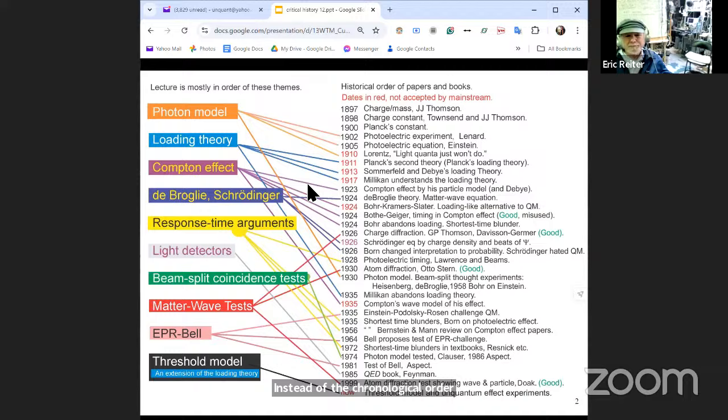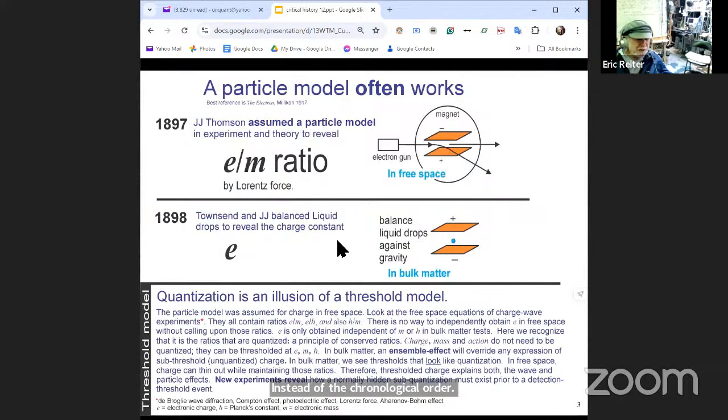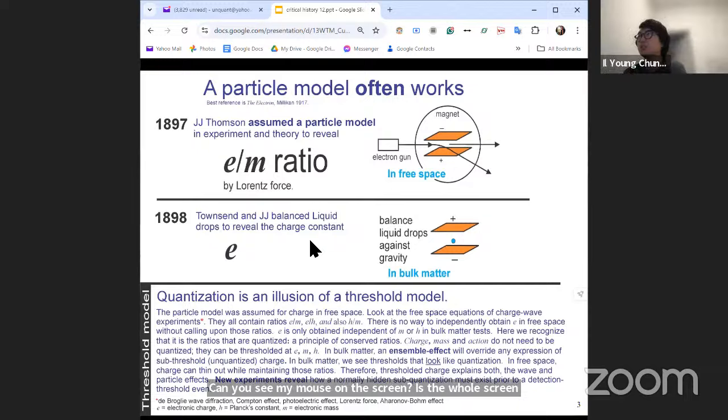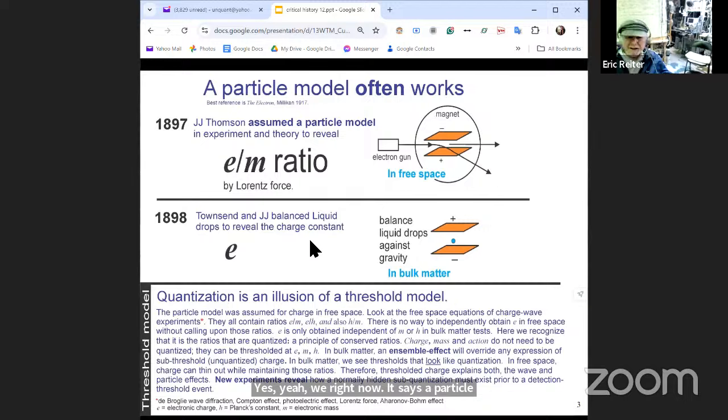Can you see my mouse on the screen? Is the whole screen being shared? Yes. Right now it says a particle model. Okay, good.